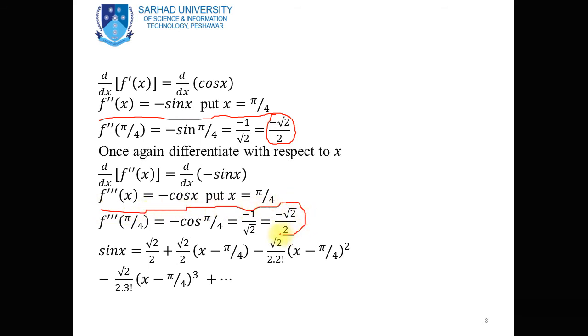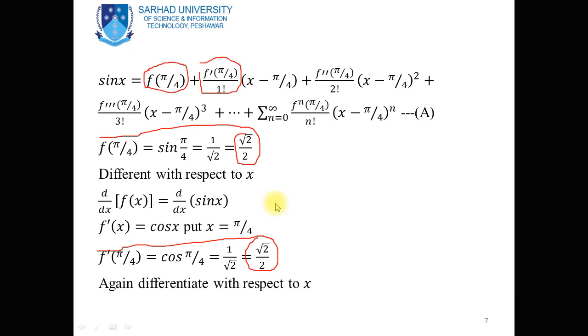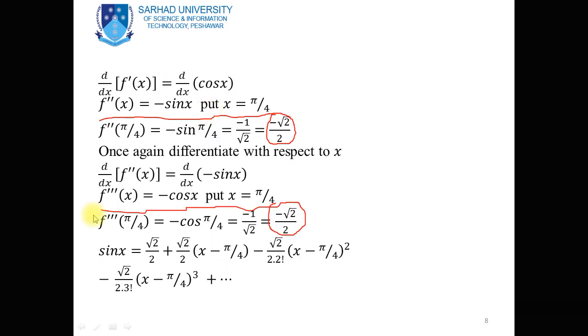So putting all these values in the series, the value of f of pi by 4, f prime at pi by 4, f double prime at pi by 4, and f triple prime at pi by 4, we obtain the series of the given function sine x equals under root 2 divided by 2 plus under root 2 divided by 2 into x minus pi by 4 minus under root 2 divided by 2 into 2 factorial.